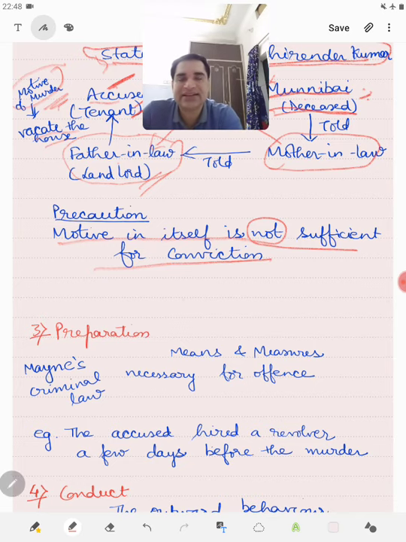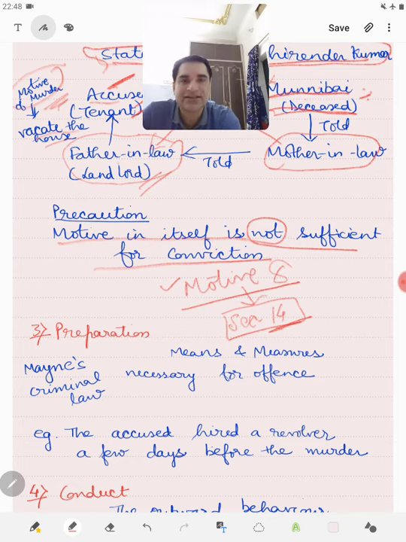And one more thing, the term motive has been mentioned under section 8. This you should remember, because the words knowledge and intention have been mentioned under section 14. So many times they ask which of the following terms is not mentioned under section 14, and they put motive along with knowledge and intention. As these are part of the same type of facts, that is internal facts, sometimes we get confused.